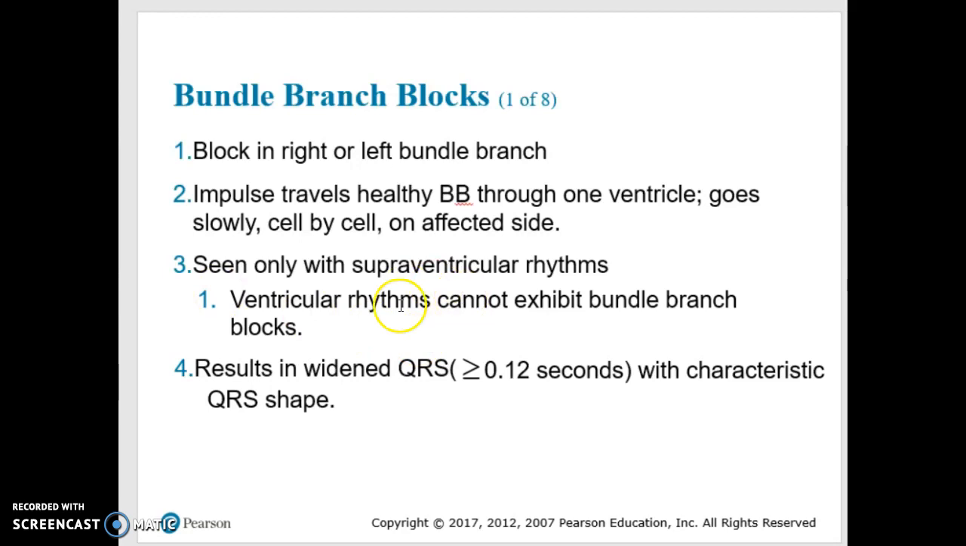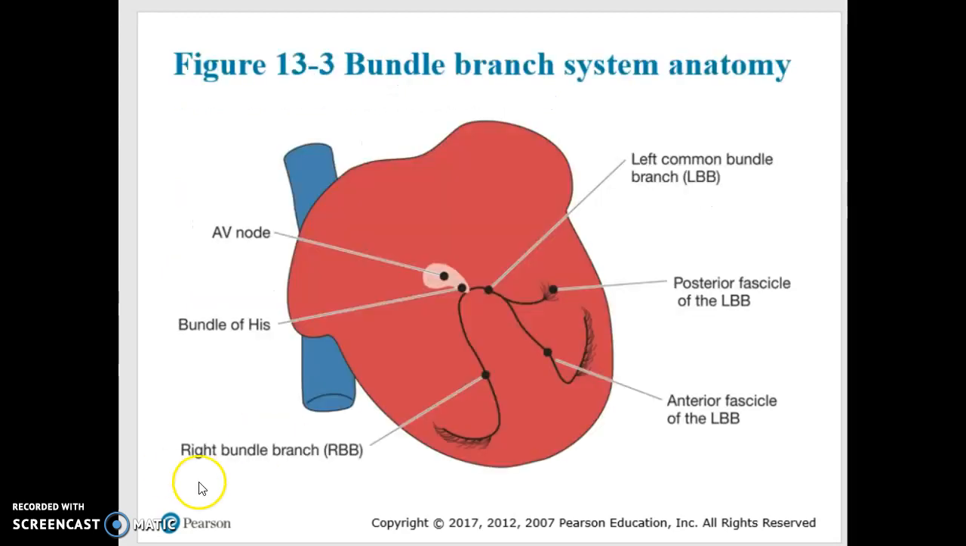Ventricular rhythms cannot exhibit bundle branch blocks, and the reason is because the rhythm is originating in the ventricle, so it doesn't even have to travel down through the bundle branches because it's originating somewhere other than the SA node. So when we think about ventricular rhythms, the rhythm is starting somewhere down here in the ventricle, so you wouldn't see a block in a ventricular rhythm because it's not traveling the normal pathway from the top of the heart down through the AV node and following the pathway in this order. So with ventricular rhythms, you do not see the bundle branch blocks.